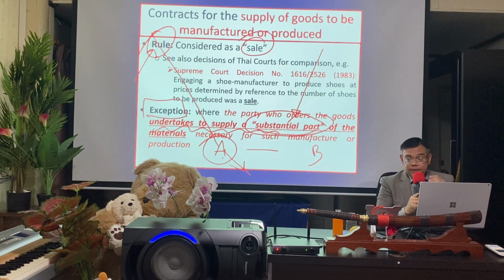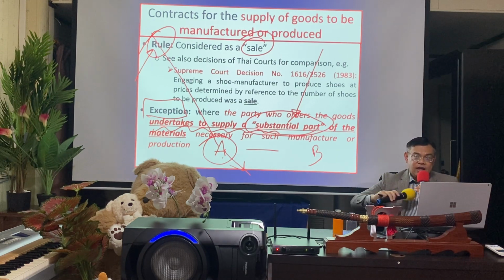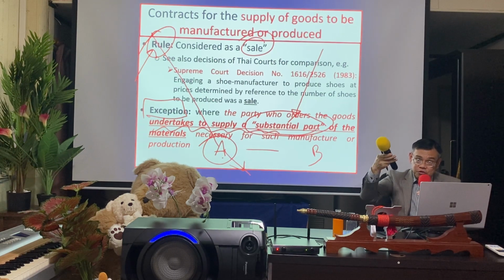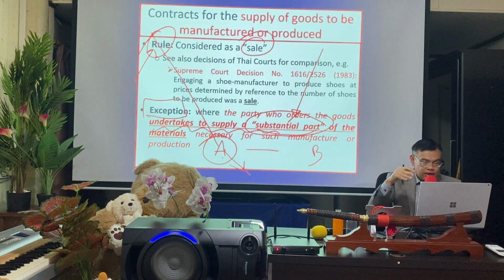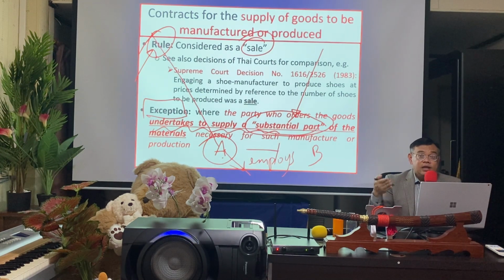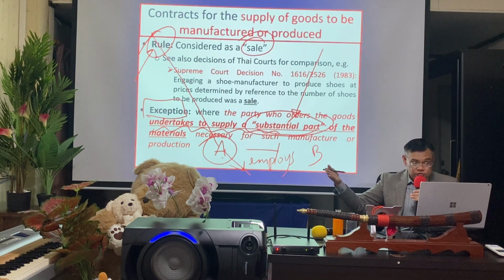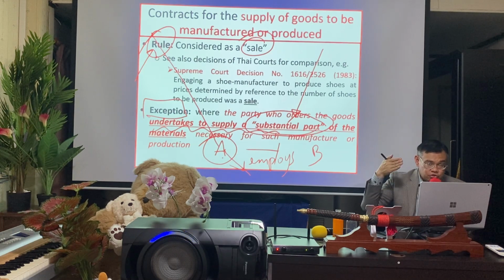Why so? Because if A sells something to B, A will have to deliver the goods to B. A will have to transfer the ownership in these goods to B. A will have to transfer the title in these goods to B. But put the other way around, when A engages B to make the goods for A, and on the facts, it is A that supplies the substantial part of the materials.